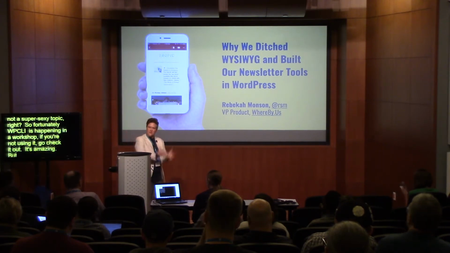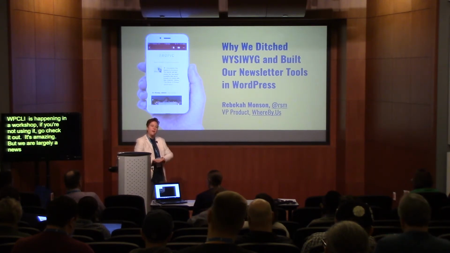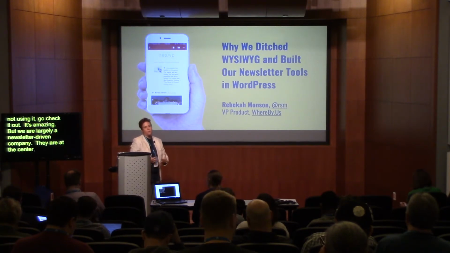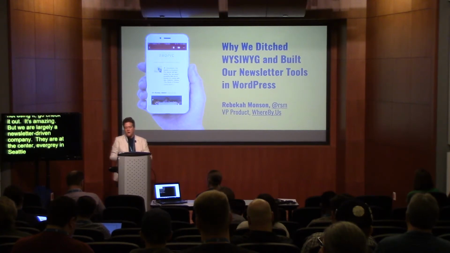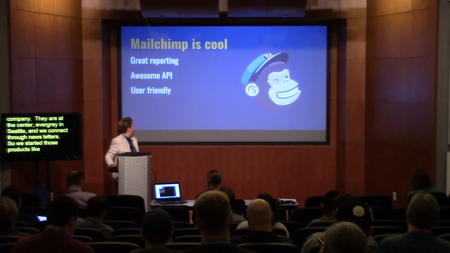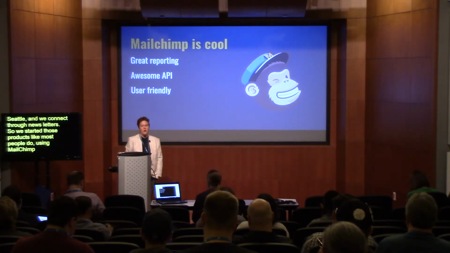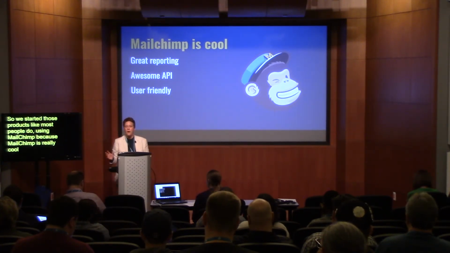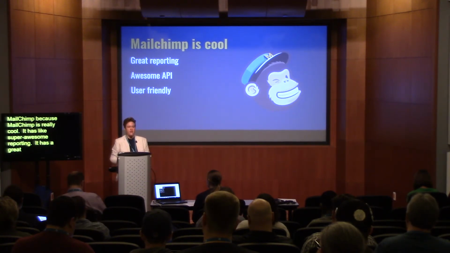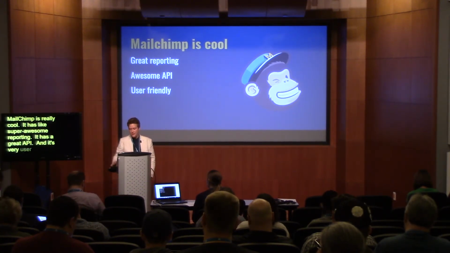But we are largely a newsletter-driven company. Newsletters are sort of at the center of what we do. So we have the Nootropic in Miami, and we have the Evergrey in Seattle. And one of the best and most important ways that we connect with our users is through our newsletters. And so we started those products, like most people do, using MailChimp, because MailChimp is really cool. It has super awesome reporting, it has a great API, and it's very user-friendly. So it's really easy to get things going.